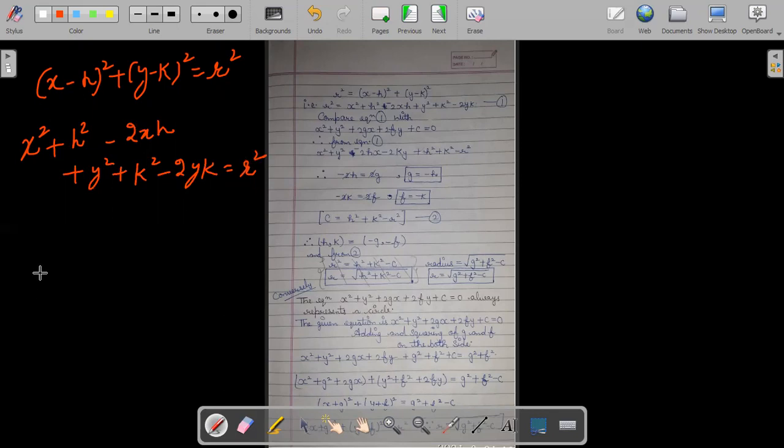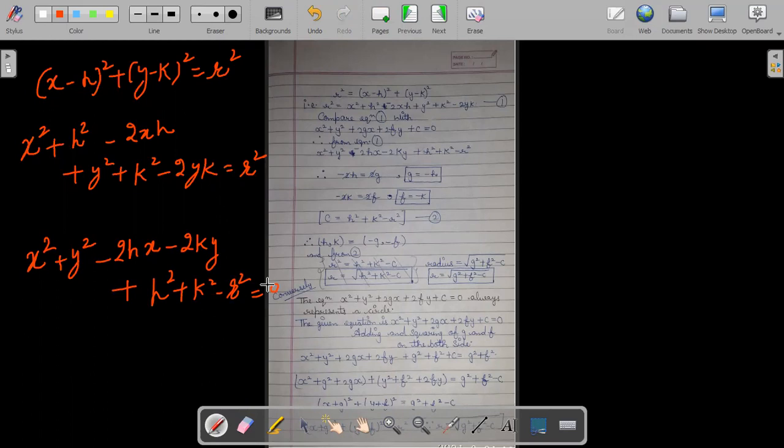Yes. So now let me bring the terms of x and y on one side. So what I get? x square plus y square minus 2hx minus 2ky, right? And let me take the constant term on the last. So what is the constant term? h square plus k square minus r square. This is equal to 0. Is it fine? Clear to everyone?